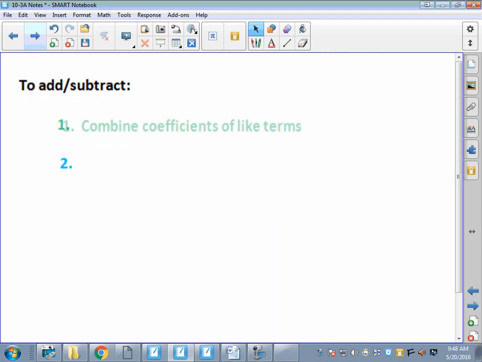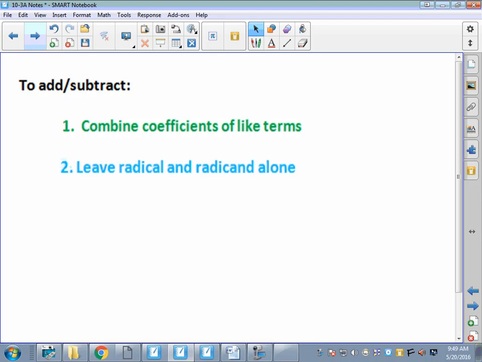So to add and subtract these, combine the coefficients of your like terms, just like we just said. We combined the 3 and the 6. And don't do anything with your radical. Don't do anything with your radicand. Sometimes on that last problem, somebody might want to tell me 6 square roots of 4. That would be if we were multiplying them. When we multiplied, remember, we multiplied the stuff under the radicand. So leave the radical, leave the radicand alone.